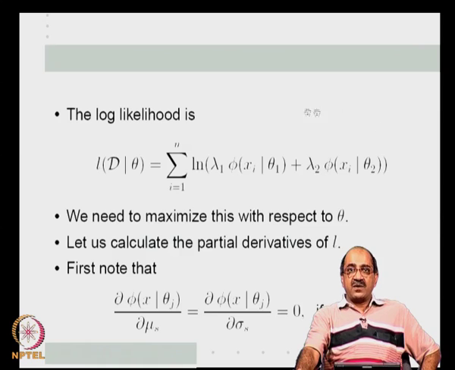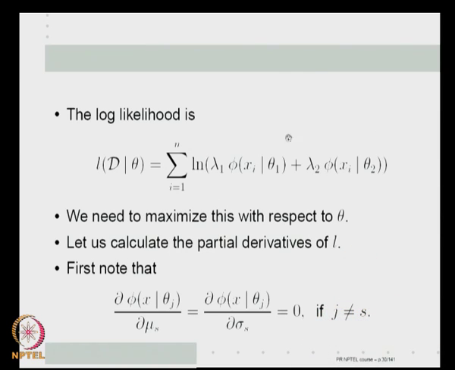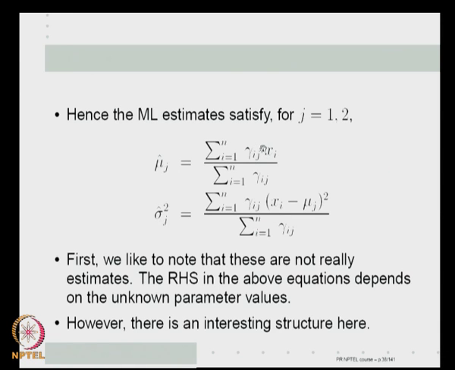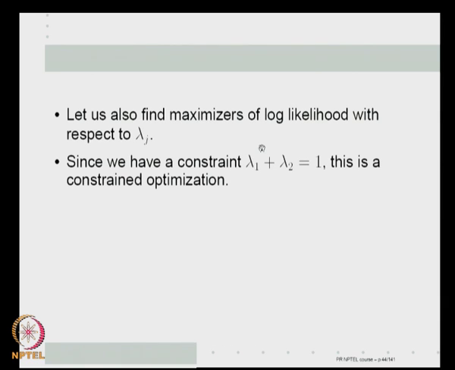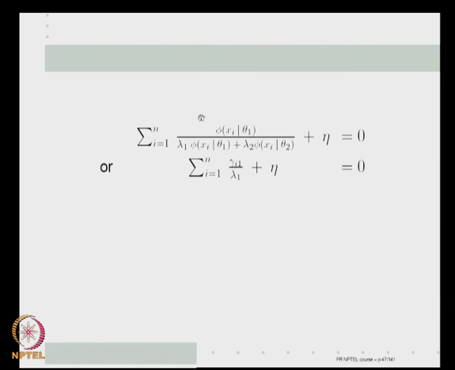If I differentiate with respect to lambda 1, I get 1 by this into d by d lambda 1 of this, which will give me phi(x_i given theta 1). So, this is phi(x_i given theta 1) by lambda 1 phi(x_i given theta 1) plus lambda 2 phi(x_i given theta 2), plus eta equal to 0. Since we already defined the gammas, this term is nothing but gamma_i1, because this is phi(x_i given theta 1). If there were a lambda 1 here, this term would have been gamma, but because there is no lambda 1, we write it as gamma_i1 by lambda 1 plus eta equal to 0. That means, summation gamma_i1 is equal to minus eta lambda 1.